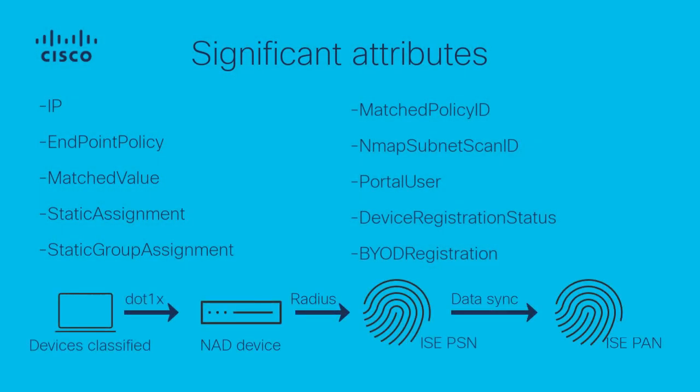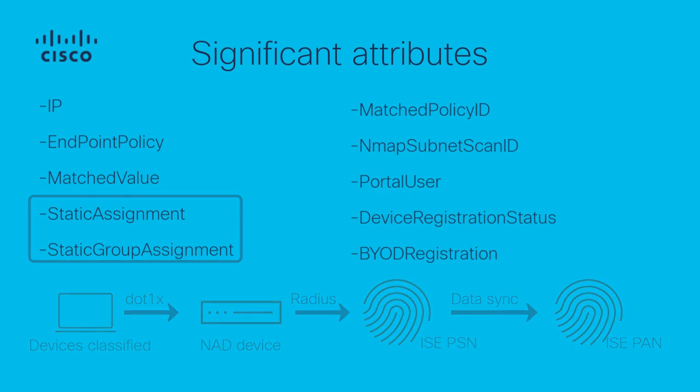ISE writes identified endpoints locally in the policy service node database. After storing endpoints locally in the database, these endpoints are then made available in the administration node database, and replicated to other policy service node databases, only when significant attributes change in the endpoints. When a significant attribute changes in the endpoint, the attributes of the endpoint are automatically saved in the administration node database. Notice here that the endpoint static assignment is related to the attributes remarked. The profiling service does not issue a CoA for devices whose static assignment is marked as true.